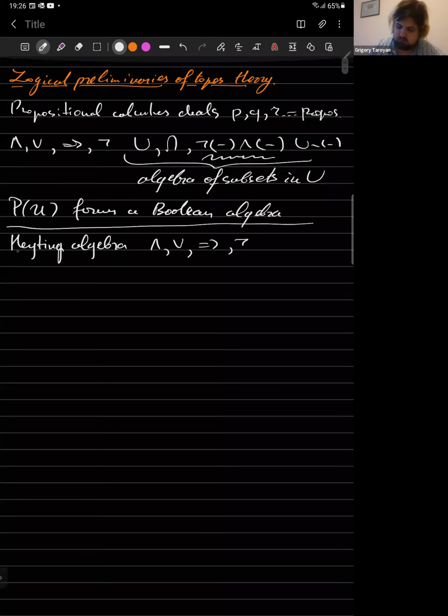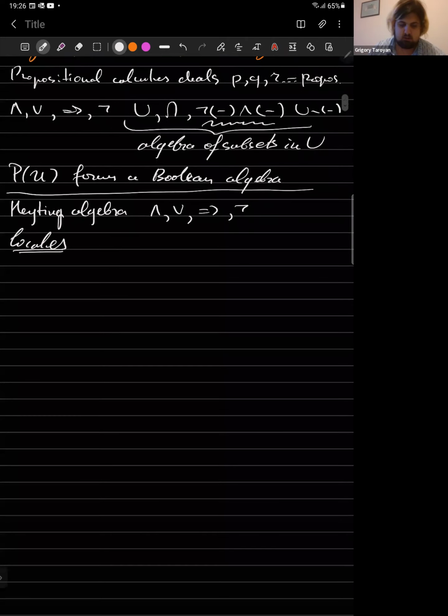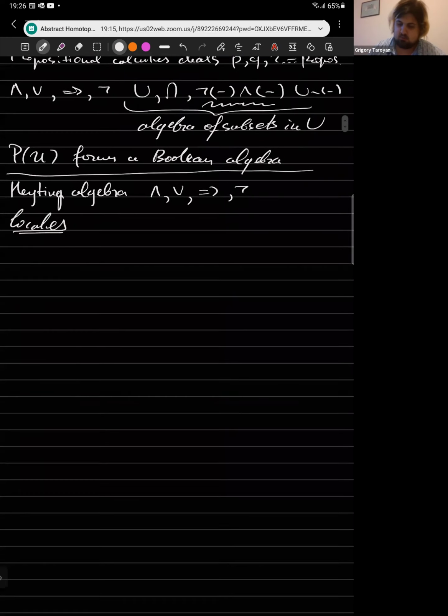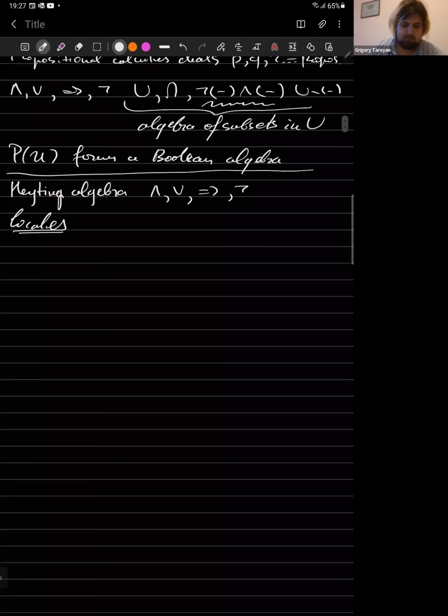Yeah, so it's written like this. I'm not sure how to say it, but in French, I think it's locale. And so those form the model for Heyting algebras. So we consider opens on a topological space or on a locale, and then this thing here forms a model of a Heyting algebra.